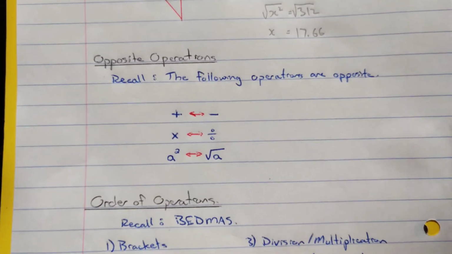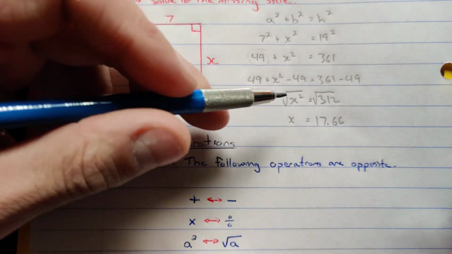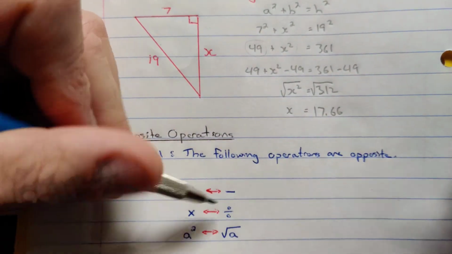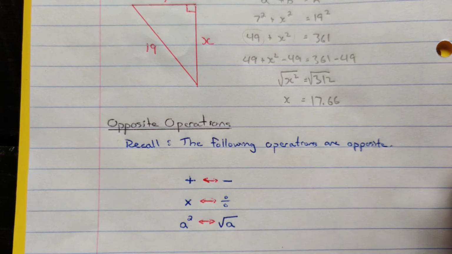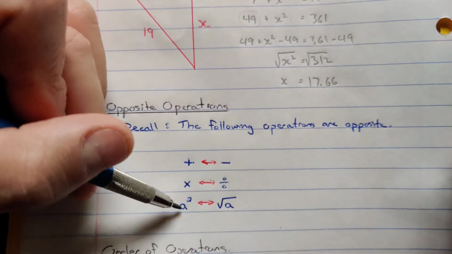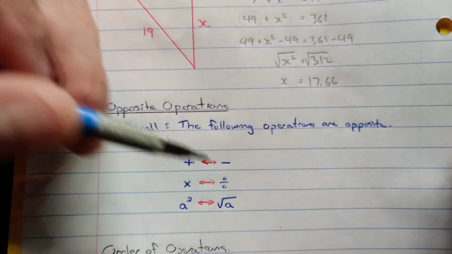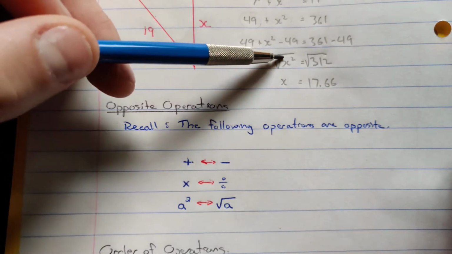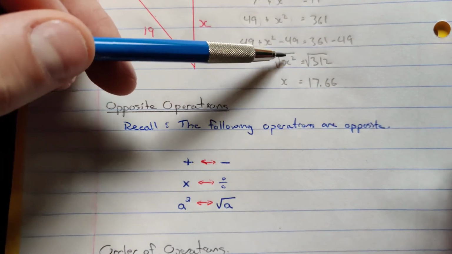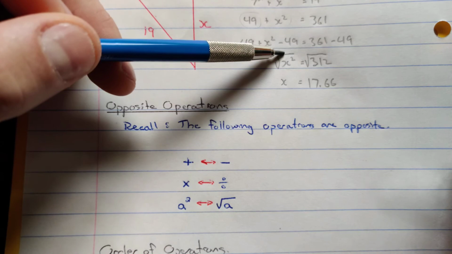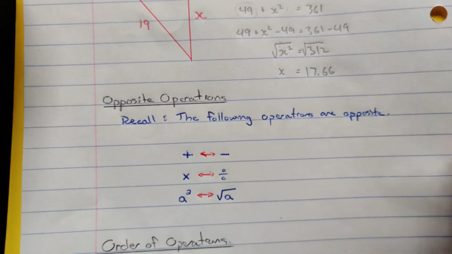Just a recollection, opposite operations. Recall that adding and subtracting are opposites of each other. That's why when we were adding here, we did the opposite and subtracted. Multiplying is the opposite of dividing. Dividing is the opposite of multiplying. And then when we square a, the opposite of that is taking the square root of a. So square and square root are opposites, which is why we went from x squared here. We took the square root to undo it.